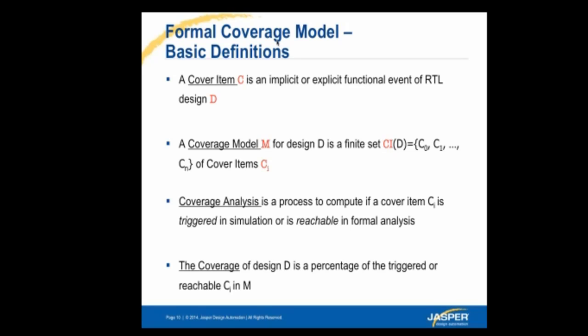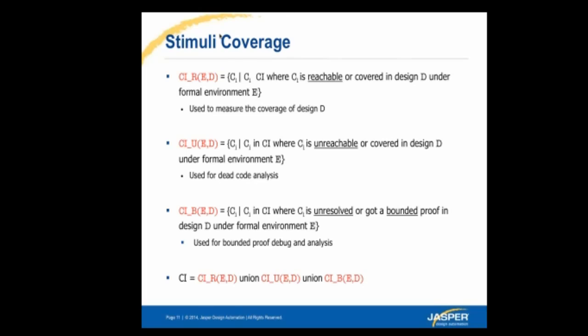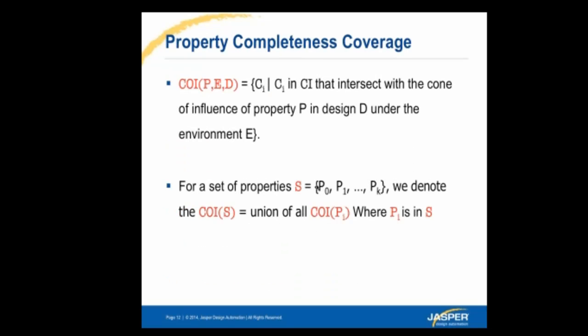At the end, we want to know the percentage of these cover items, how much we managed to trigger in simulation or formal of the design D. So basically, the main thing here is the coverage model. Now, for stimuli coverage, for example, we identify the subsets which are reachable under the environment, or unreachable under the environment, or unresolved, or bounded proof under the environment. And the overall cover item set is the union of all these cover sets. So given an RTL, we identify the set of cover items and try to identify their status from a reachability point of view. This is the coverage model.